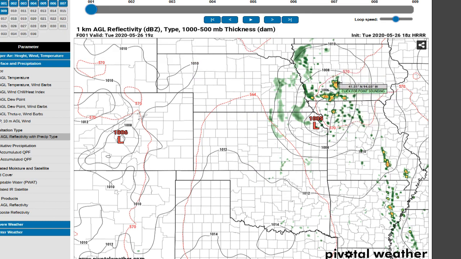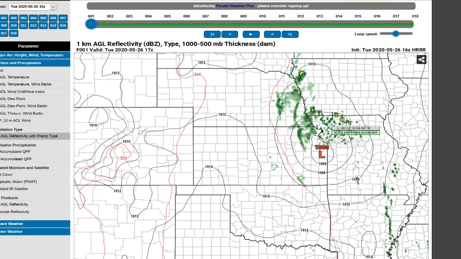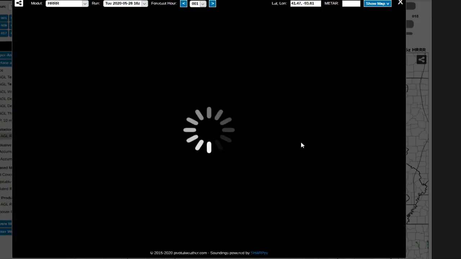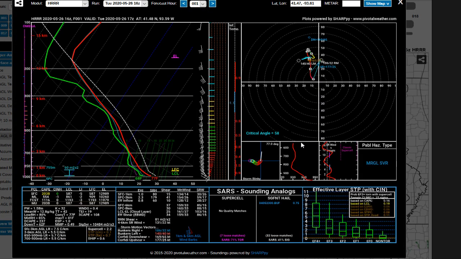Now we can see convection has already broken out over Illinois, so it's helpful to dial this back to an earlier run. We're going to go back to 16Z and see what the environment looked like over Iowa. All right, so let's bring up a sounding, maybe right here around Des Moines. All right, total lack of capping. There you go. If you want to see what an environment with no cap looks like, just bookmark this link here.